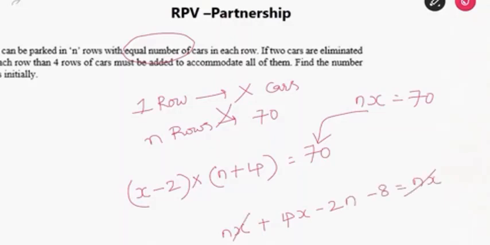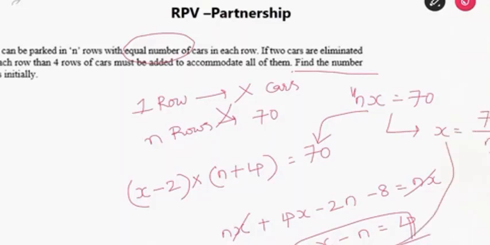Now nx gets cancelled. Remove a common factor, 2 can be removed, right? Now the equation comes like this, 2x minus n is equal to 4. Right? Now see here, what is the question asked? Find the number of rows initially. You have to find out n. Now let us make this equation like this: x is equal to 70 by n.